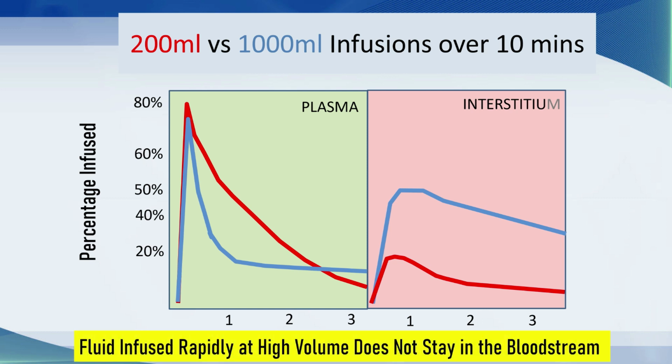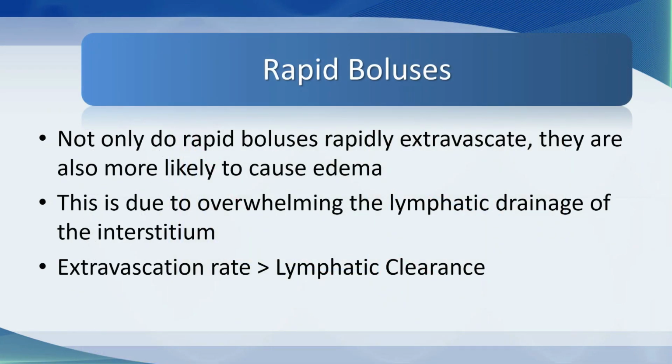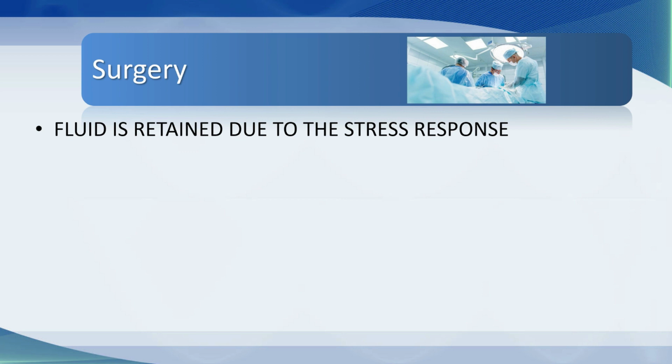Rapidly infused volumes of large amounts of fluid do not stay in the bloodstream. They extravasate, they cause tissue edema, and you get very, very little benefit. Not only do the rapid boluses rapidly extravasate, they're also more likely to cause edema for a second reason, and that is because of overwhelming the lymphatic drainage to the interstitium. And now you have a situation where the extravasation rate exceeds the lymphatic clearance rate. So in terms of our patient who is undergoing surgery, fluid is retained due to the stress response.